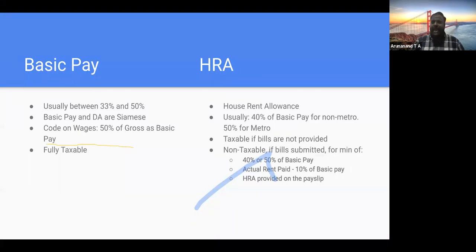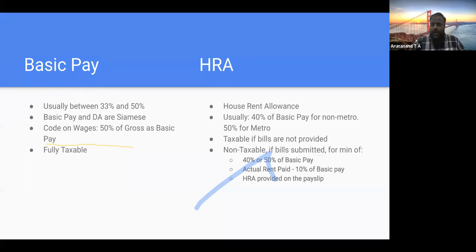The second one is the actual rent paid by you minus 10% of your basic pay. That's a calculation. Suppose 10,000 is your basic pay and you pay a rent of 5,000. This calculation leads you to 5,000 minus 10% of 10,000, that's 1,000. So it is 4,000. And the third is the HRA provided on your payslip. The organization actually has shown some amount as HRA. So of the 3, whichever is lower, on that amount you will get tax exemption, and that's the significance of HRA.